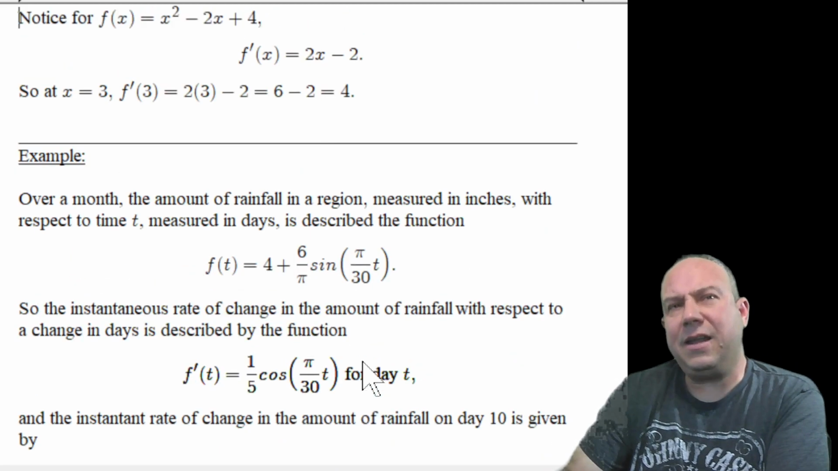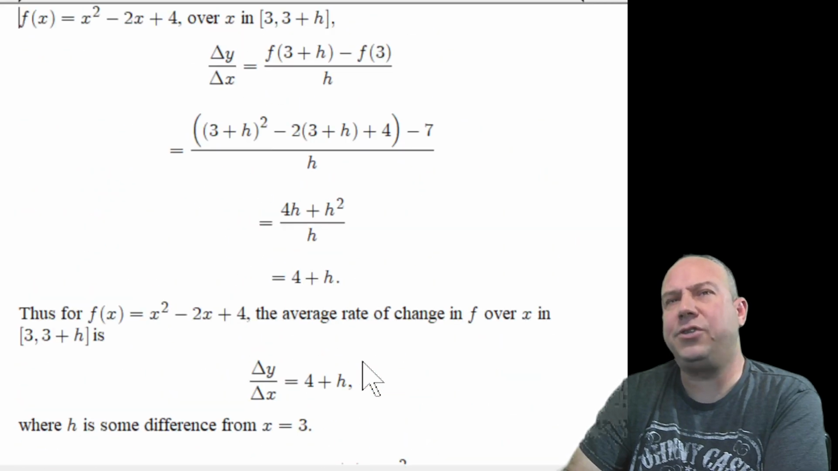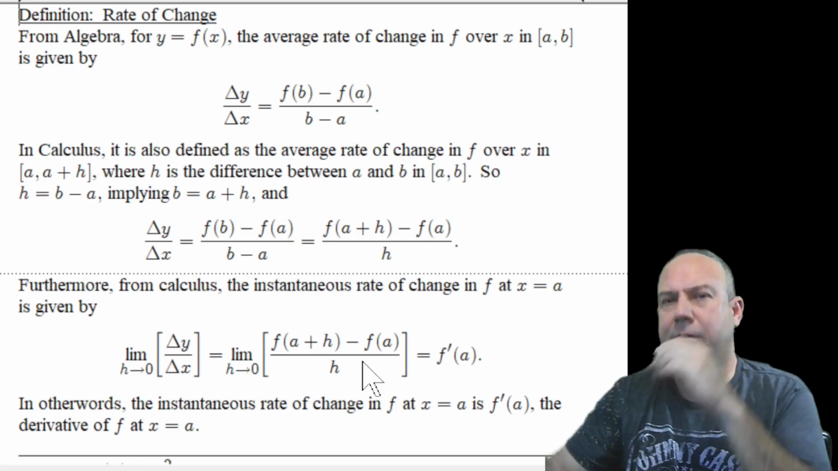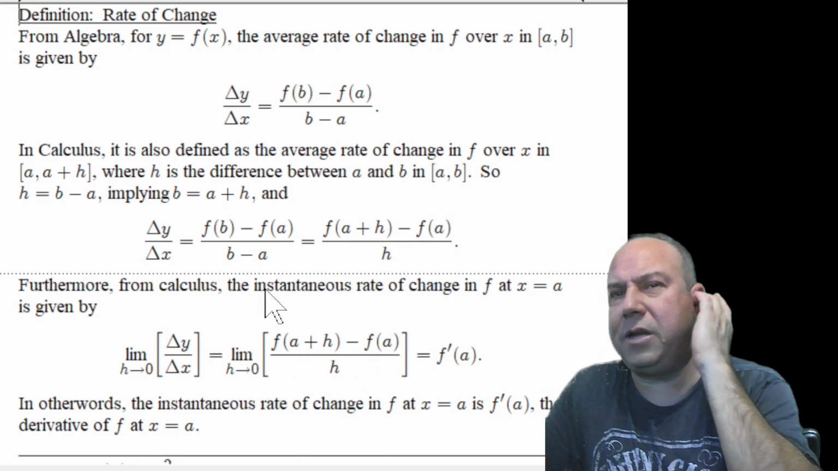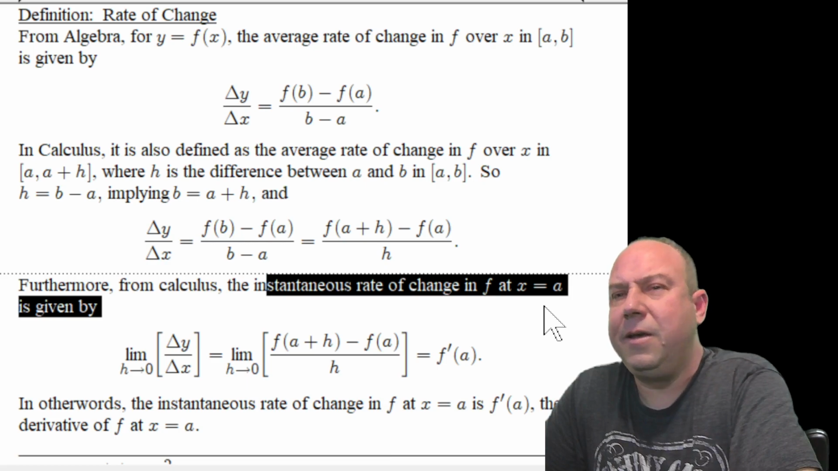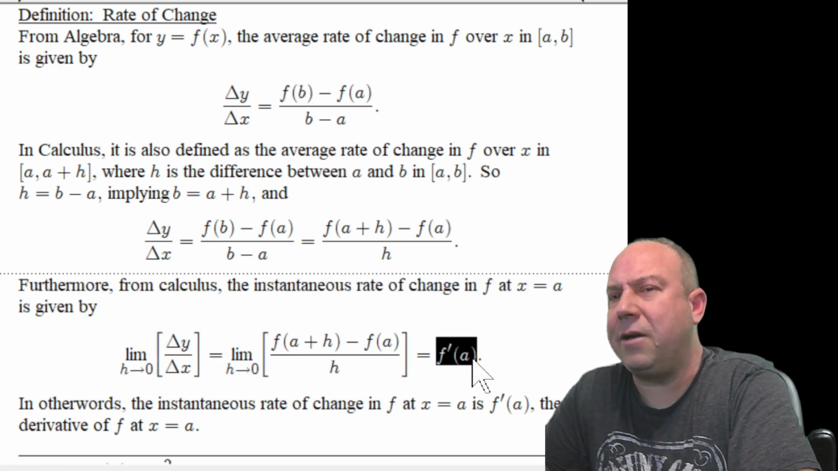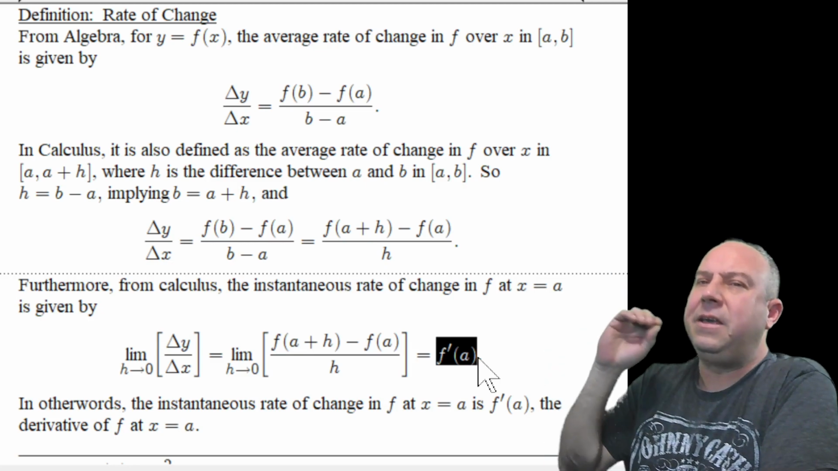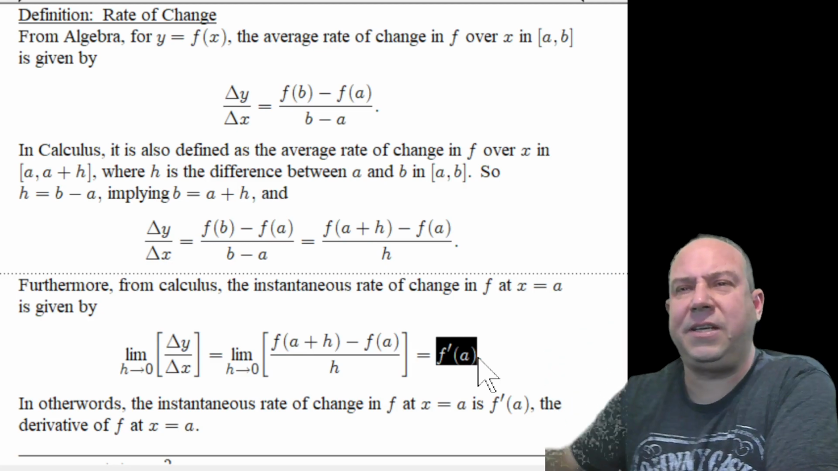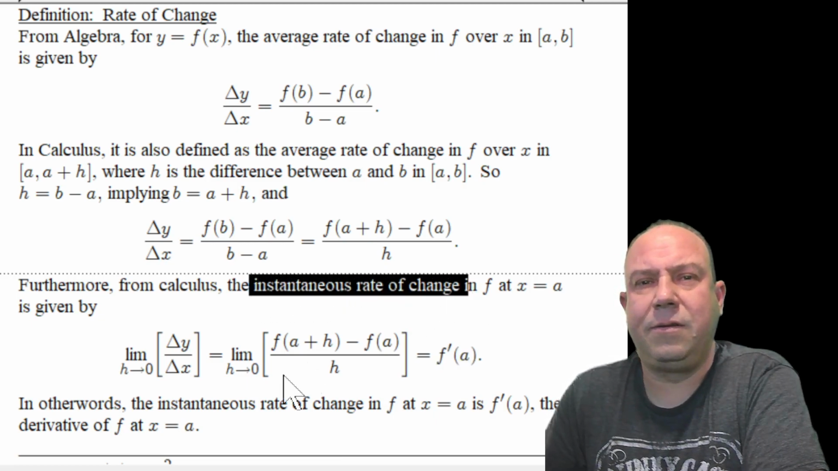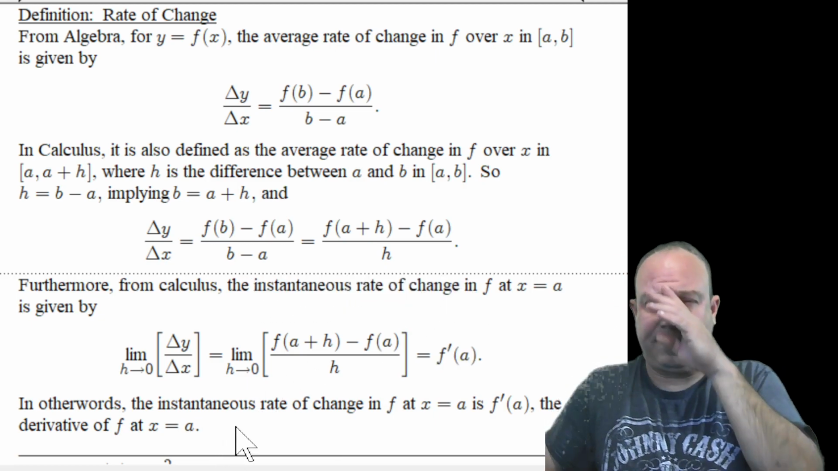And that is the first application that we have for a derivative. The instantaneous rate of change in our function f at x equal to a can be calculated by f prime of a. We can calculate the derivative of our function, evaluate it at a, and it gives us the instantaneous rate of change in f at that value of x equal to a.